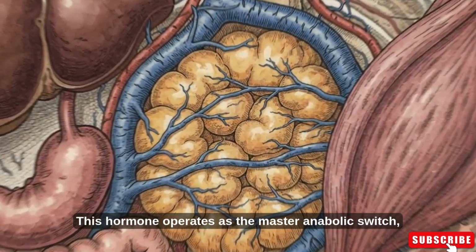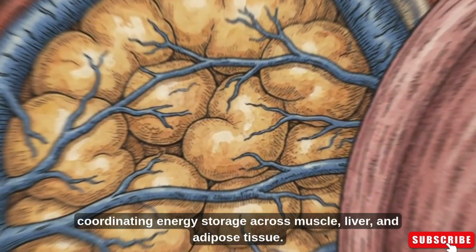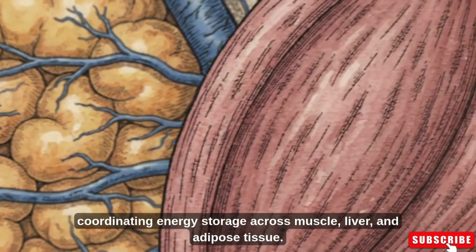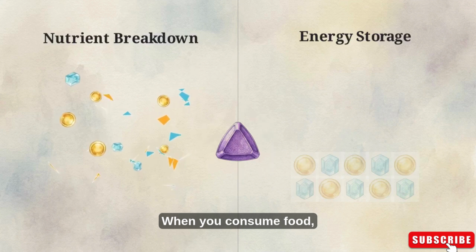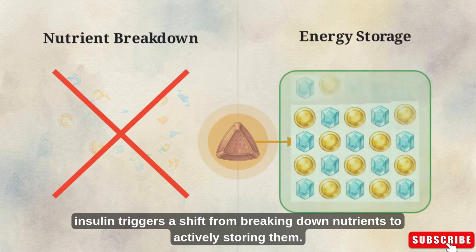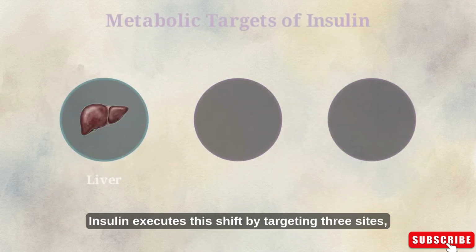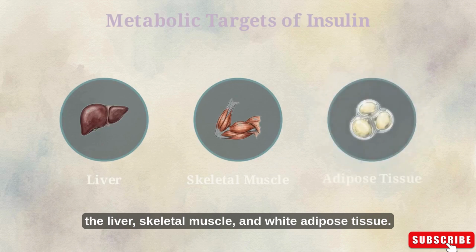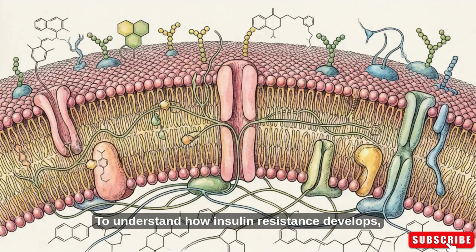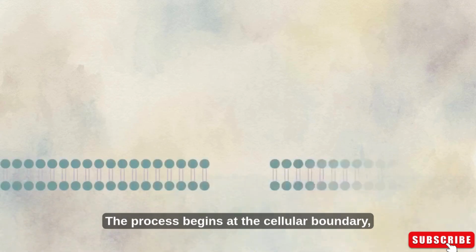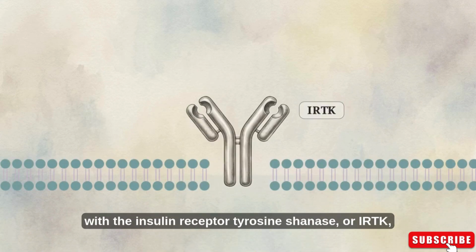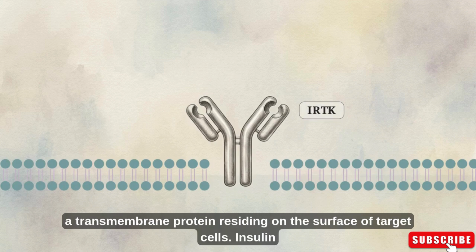This hormone operates as the master anabolic switch, coordinating energy storage across muscle, liver, and adipose tissue. When you consume food, insulin triggers a shift from breaking down nutrients to actively storing them. Insulin executes this shift by targeting three sites: the liver, skeletal muscle, and white adipose tissue. To understand how insulin resistance develops, we have to map the exact molecular logic of the signaling cascade within these specific tissues. The process begins at the cellular boundary with the insulin receptor tyrosine kinase, or IRTK, a transmembrane protein residing on the surface of target cells.